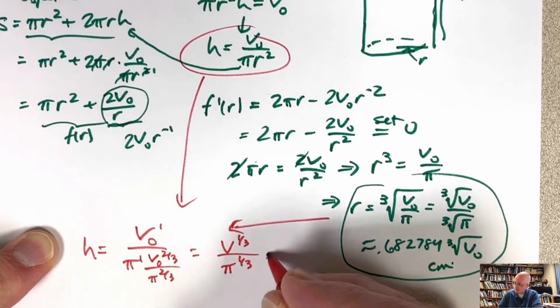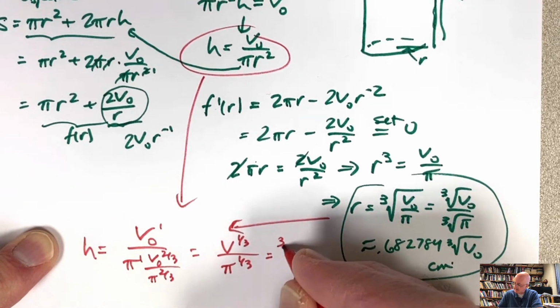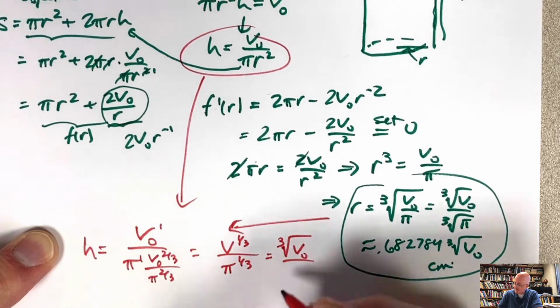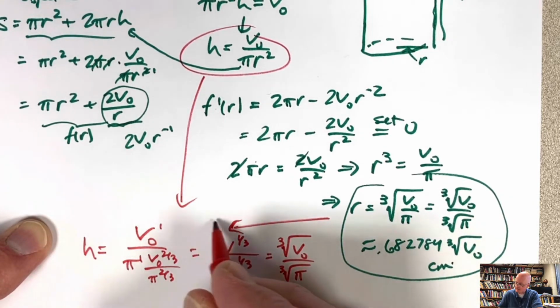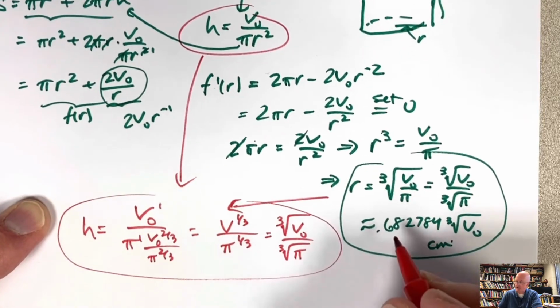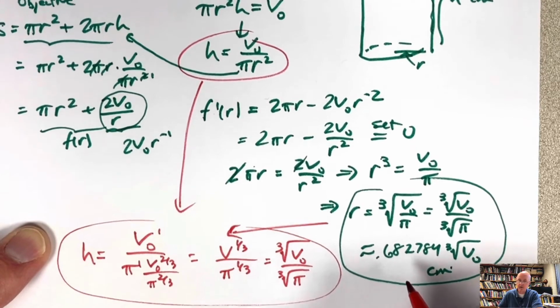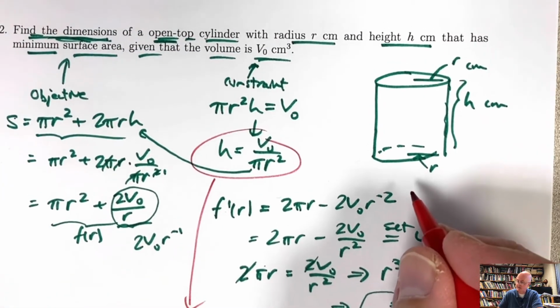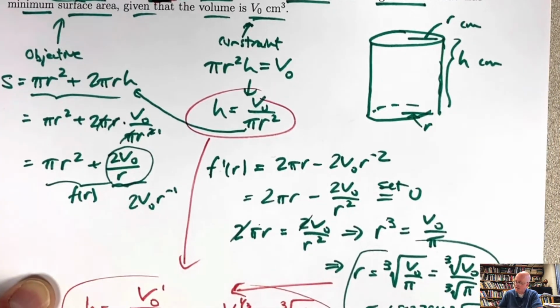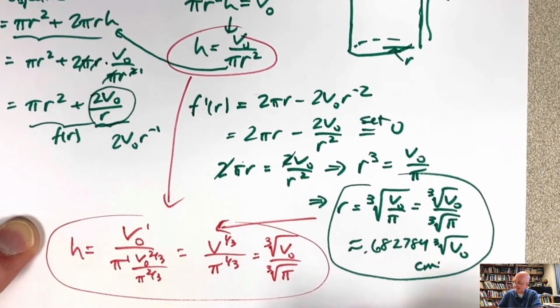And lo and behold, amazingly, this simplifies to the exact same value. I wasn't necessarily expecting that, but that seems to be what happened, as the value of r that gives the minimum surface area. So to get a minimum surface area for a right circular cylinder when the volume is fixed and it's an open top cylinder, the radius and the height should be the same.